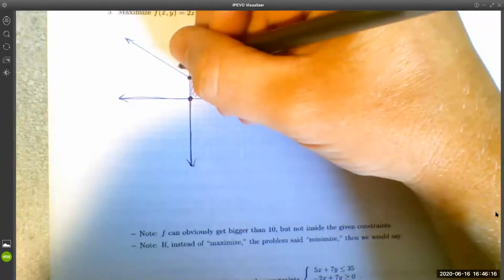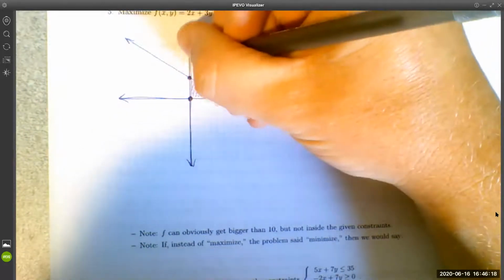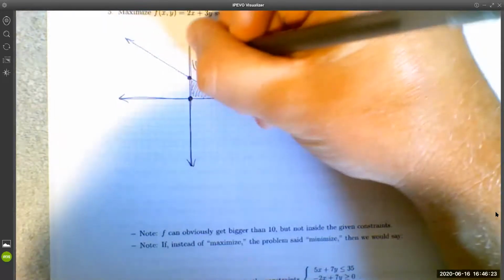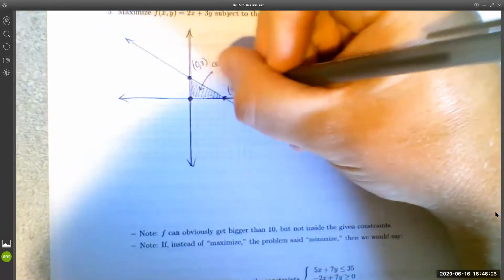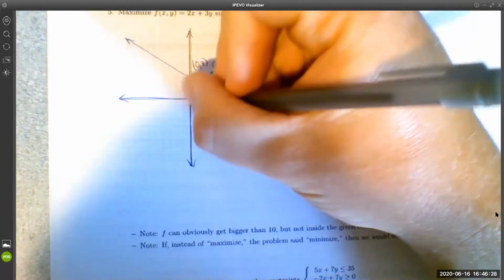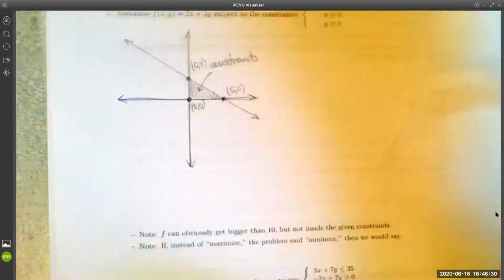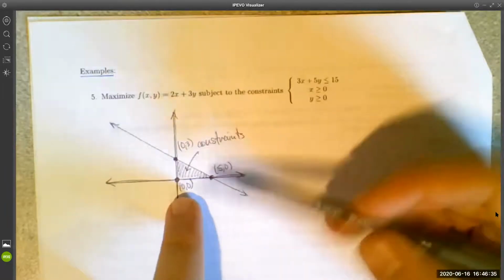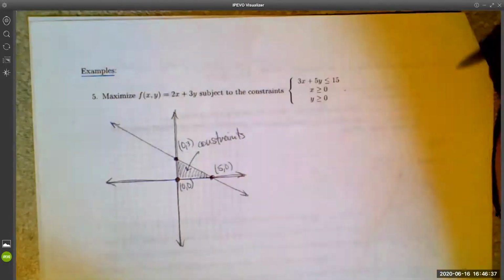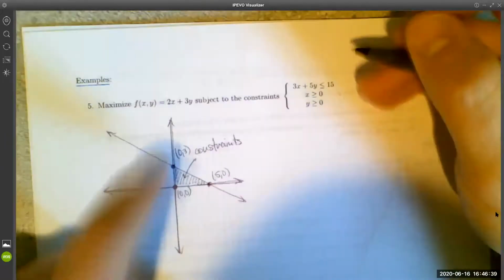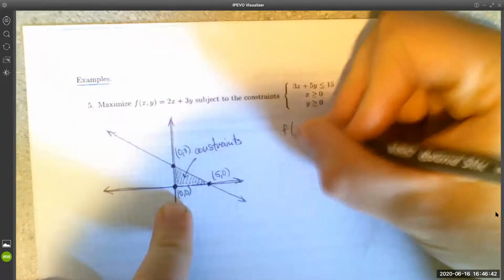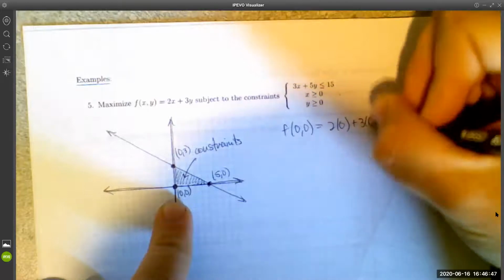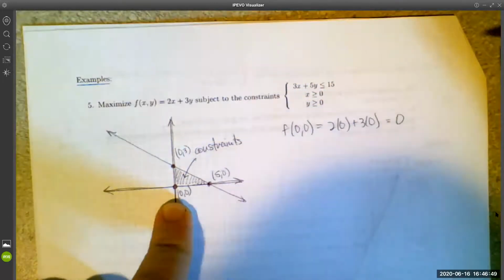So our three candidates for optimal solutions are the points (0, 3), (5, 0), and (0, 0). So to figure out which one of those maximizes this function, we just have to plug them into the function to see. So if I plug in, well, I'll start with (0, 0). If I plug in (0, 0), I get 2 times 0 plus 3 times 0, which is 0.